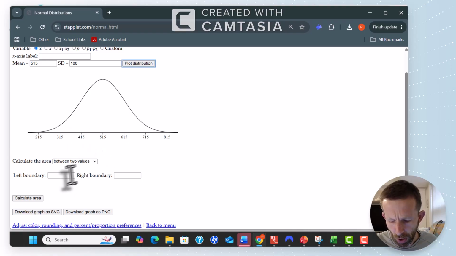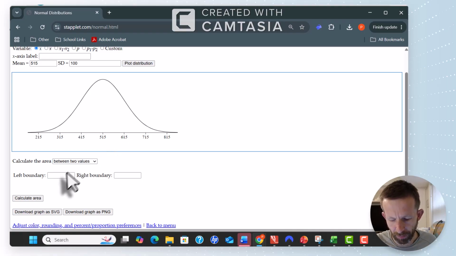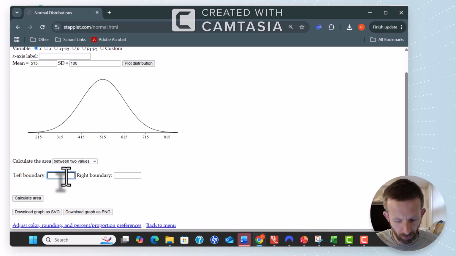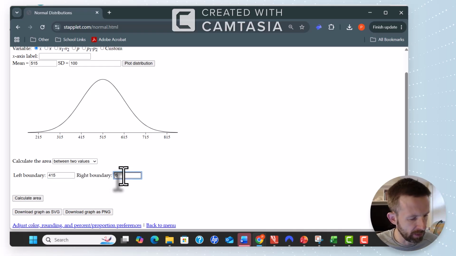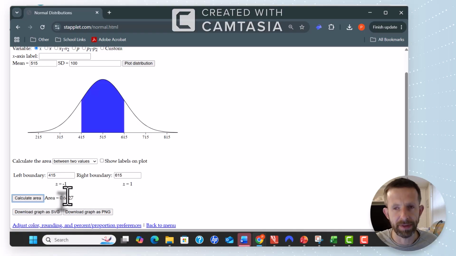So let's say I want to know what percent of all people score between 415 and 615 on the SAT. All right, so that's people that score within one standard deviation of the mean. And we expect that to be roughly 68% from our empirical rule.